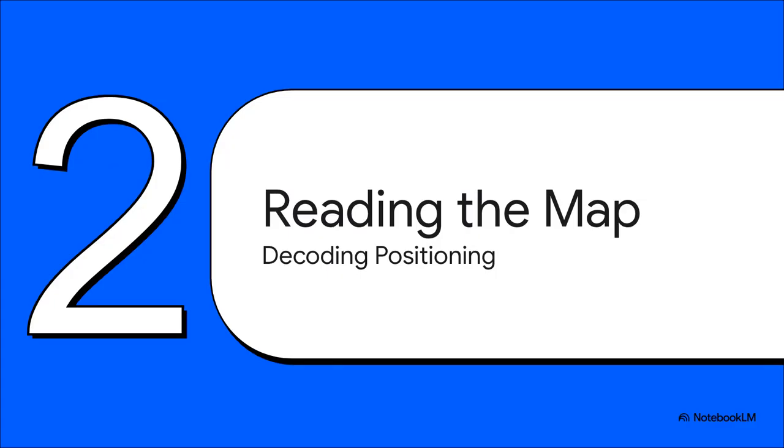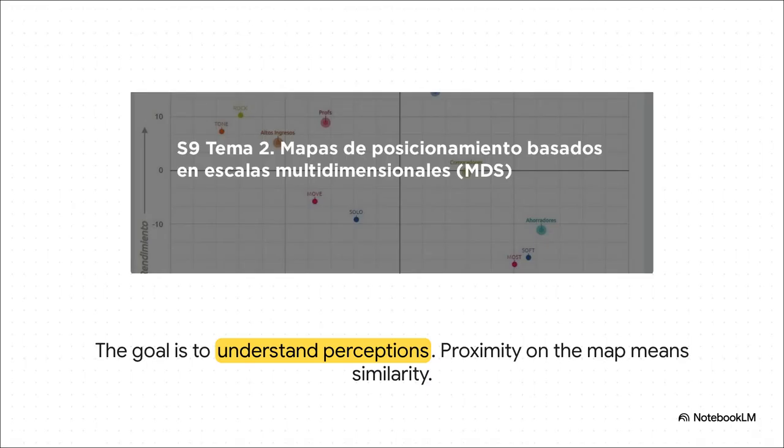Okay, so we've established these maps are powerful. Now for the fun part. Let's get practical. How do you actually read one of these things to pull out those game-changing insights? The number one rule, the most important thing to remember, is actually super simple. Proximity means similarity. The closer any two dots on this map, the more similar they are in the minds of your consumers. That's it. We're literally mapping out perceptions.